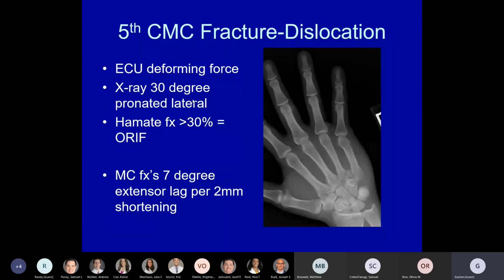Baby Bennett fracture. What's important about this is they like to ask, what's the deforming force? The answer is the ECU. Remember that inserts in the base of the fifth, and that's pulling this fracture and shortening it. What view do you get to see this? A 30-degree pronated lateral. If 30% or more of the dorsal hamate is involved, then that needs to be fixed as well. Another question I shouldn't have anywhere to put it is metacarpal fractures. For every 2 millimeters of shortening, you have a 7-degree extensor lag. That's been asked in the past.